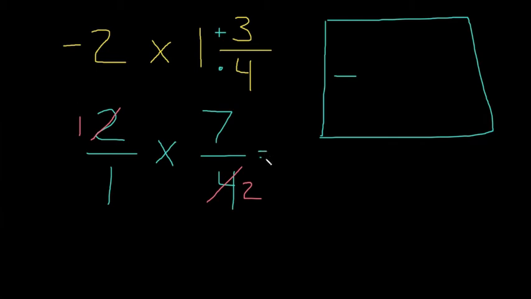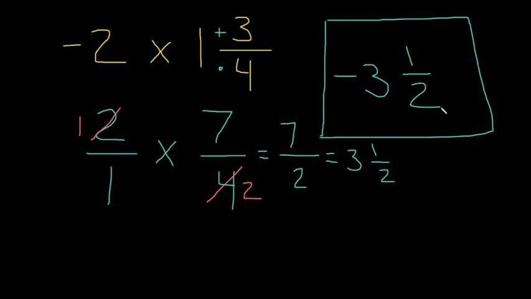And then we go ahead and multiply straight across. 1 times 7 is 7. 1 times 2 is 2. And I'm going to go ahead and convert this back to a mixed number. 2 goes into 7 3 times, which is 6, so I have 1 left over. And so my answer is 3 and 1 half, but it's not. It's negative 3 and 1 half. And I didn't forget my negative because I already had it there. Okay?